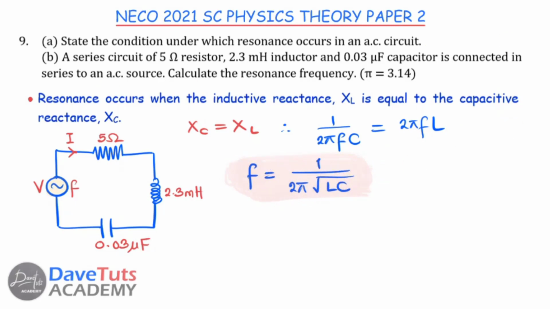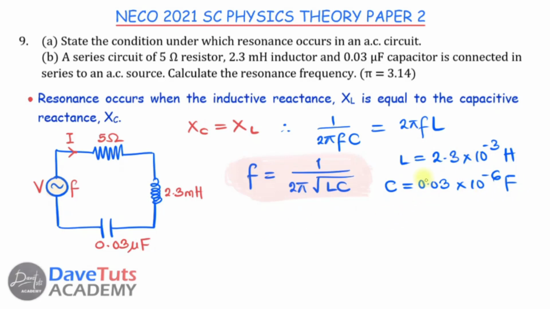And for this question, that's exactly what we are going to be using. Here, what is our L? Our L is 2.3 millihenry. That is 2.3 times 10 raised to the power minus 3 henry. And what is our capacitance? That is 0.03 microfarad. That is 0.03 times 10 raised to the power minus 6 farad.